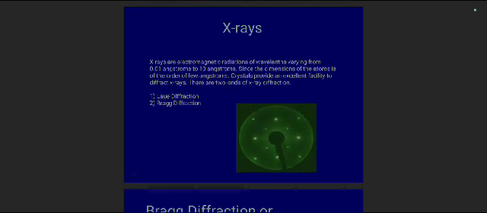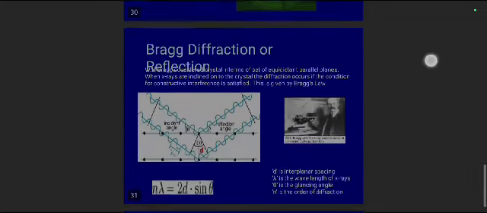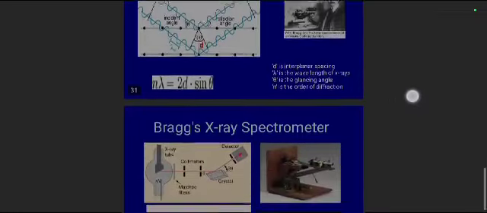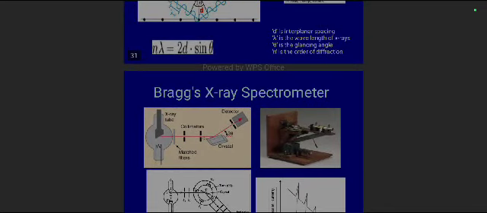X-rays. X-rays are electromagnetic radiations of wavelengths varying from 0.01 angstroms to 10 angstroms. Since the dimension of the atom is of the order of a few angstroms, crystals provide an excellent facility to diffract X-rays. There are two kinds of X-ray diffraction: Laue diffraction and Bragg diffraction. Bragg diffraction or reflection. You can see the diagrams here. Bragg's X-ray spectrometer diagrams also you can see here.